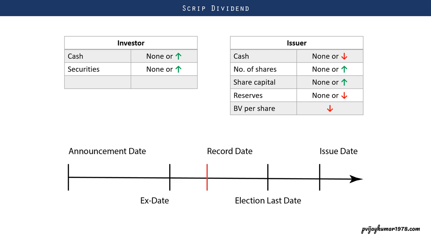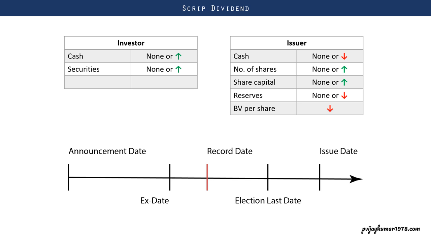Scrip dividend. It is partially a dividend and partially a bonus issue. Under this corporate action, the investors are asked to choose between cash dividend and bonus shares. A particular time period is given to the investors to make their choice. For investors who choose cash dividend, dividend is paid in cash. For investors who choose bonus, shares are issued.